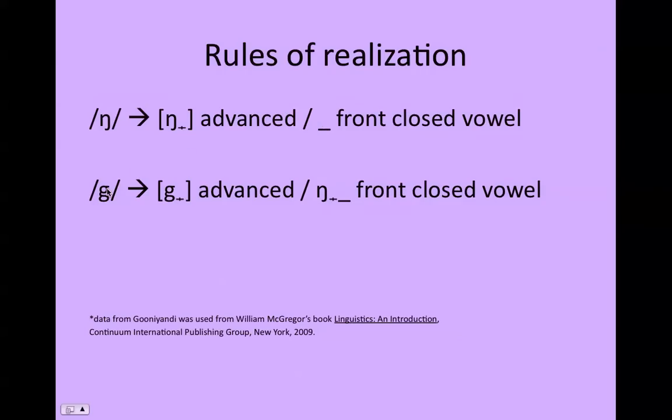And then also, what about that g? The g is realized as an advanced g when it is between an advanced velar nasal and a front closed vowel. So those are the two rules of realization that I have come up with based on the speech data and the patterns that I found within that language, Gunyandi.